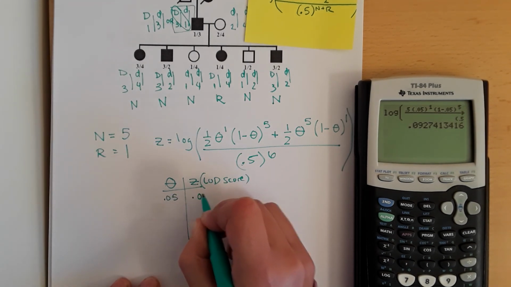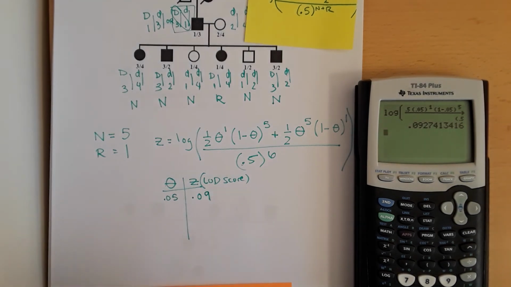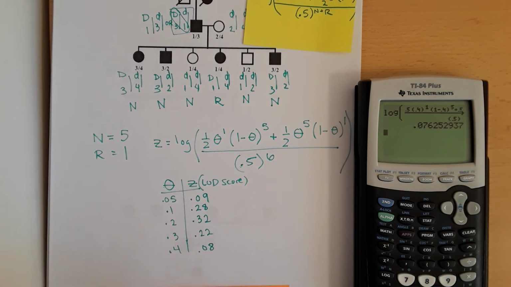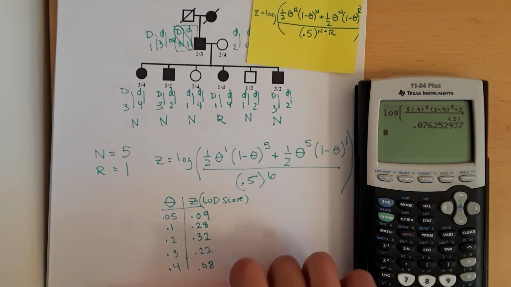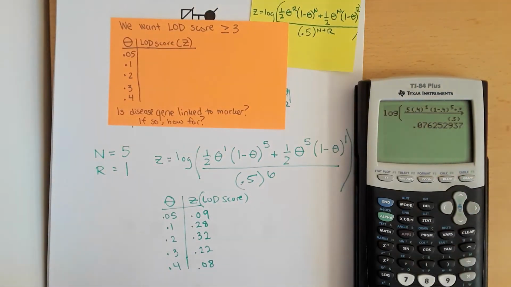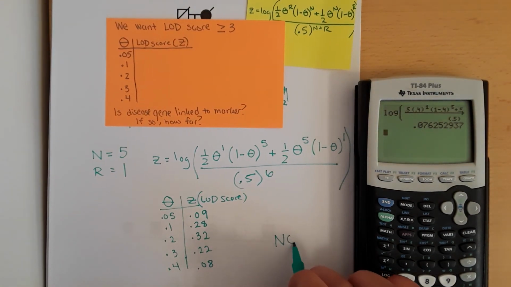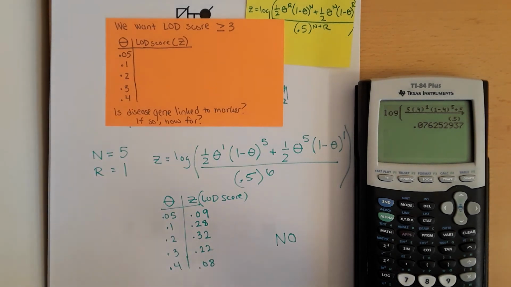And we get 0.09. So I'm going to go through and plug everything in, and then I'm going to put it back here. So after plugging in all the values for theta, we get these numbers for the LOD score. And because we don't have a LOD score greater than or equal to 3, our answer is going to be no, the disease gene is not linked to the marker.